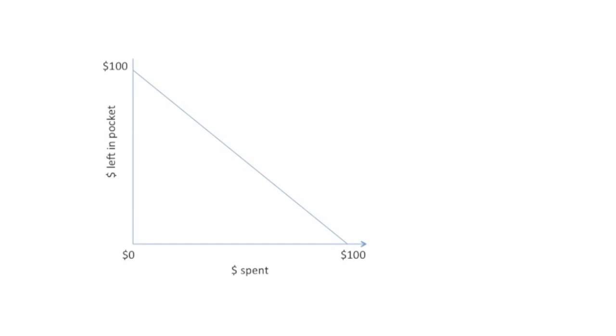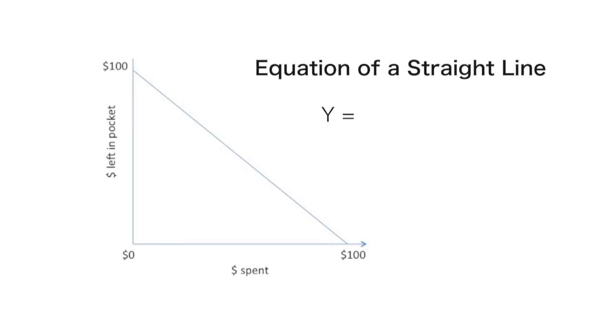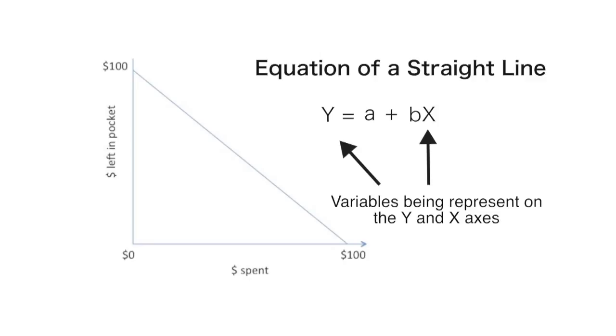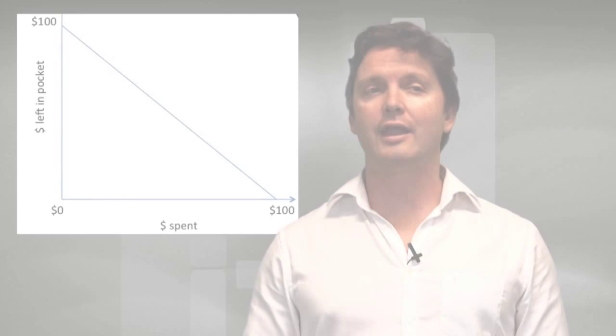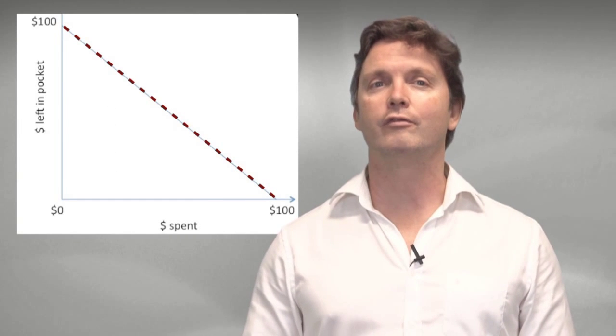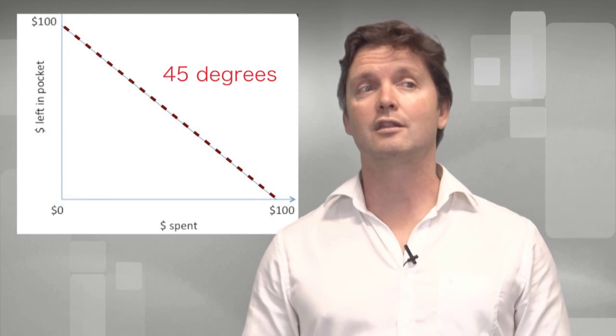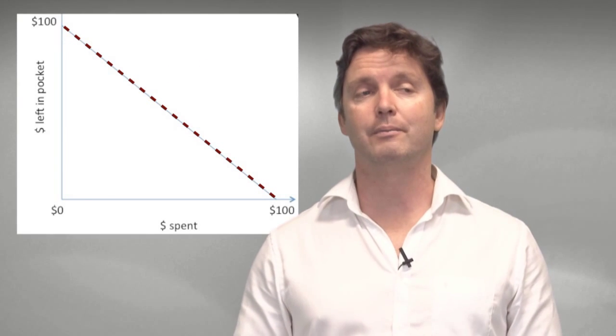So can you write this equation? You may recall from your education about algebra that the equation of a straight line is y equals a plus bx, where y and x are the variables being represented on the y and x axes. B is the slope of the line. A is the intercept, or the intersection of the line with the y-axis. In other words, it's known as a constant. So this is a line with a negative slope that's inclined at 45 degrees, which I know means that B is going to be negative in this example.